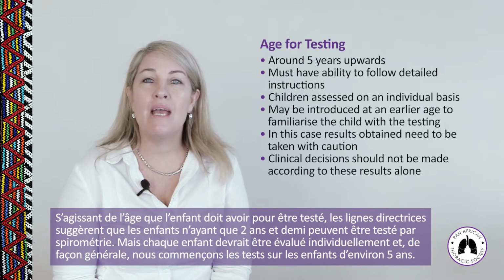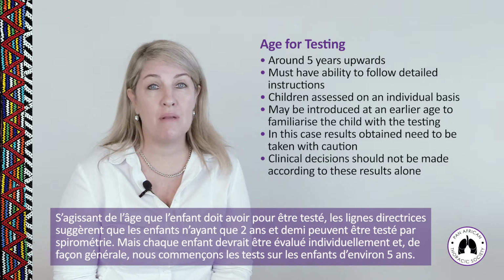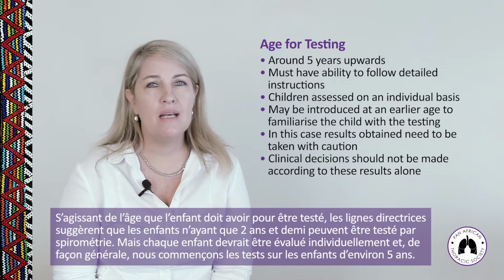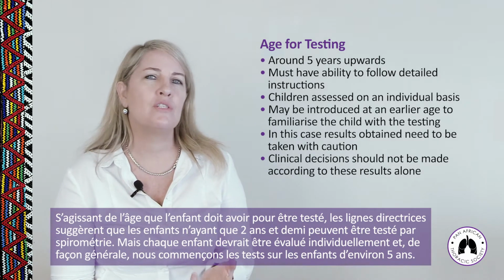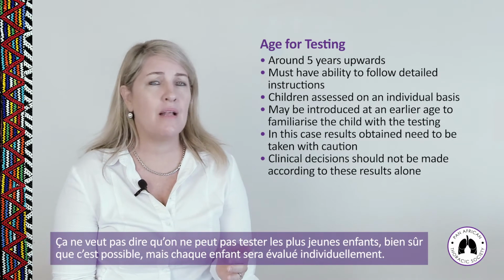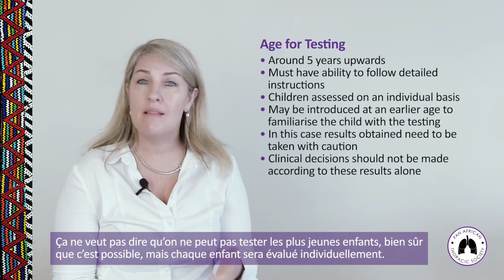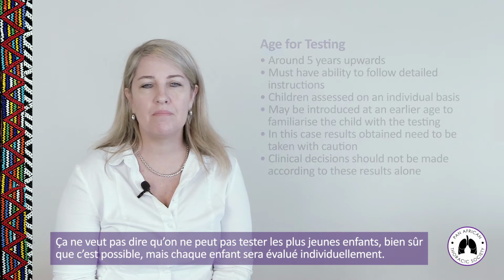When it comes to the age of the child to be tested, the guidelines suggest that children as young as 2.5 years old can be tested using spirometry, but every child should be assessed on an individual basis, and generally we start testing children around about the age of 5. This doesn't mean that younger kids can't be tested. They definitely can, but every child will be assessed individually.